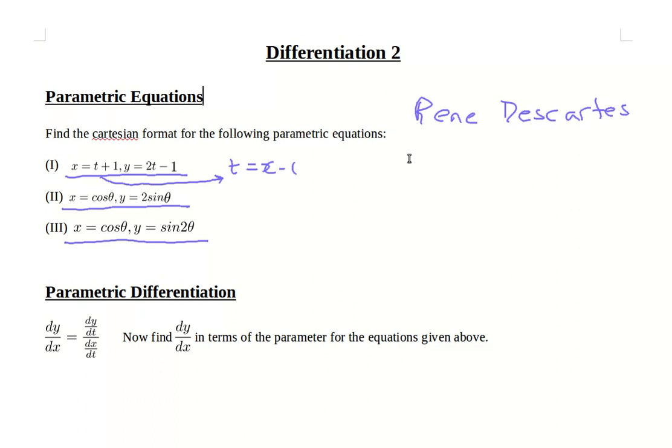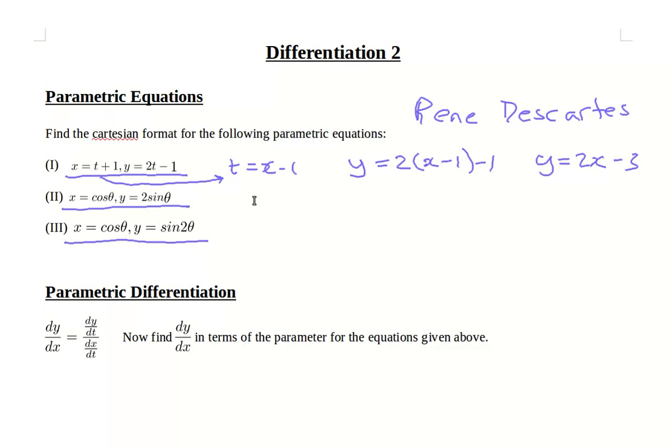And hence we can now plug that into the right-hand side, and we'll end up with y equals 2 times (x minus 1), because t is x minus 1, take away 1, and I'm sure you'll agree that reduces to 2x minus 3. And so we can see that curve, in inverted commas if you like, is in fact a straight line, y equals 2x minus 3. Now that is obviously a very straightforward one, just a straightforward substitution. Unfortunately, they're not all that easy.